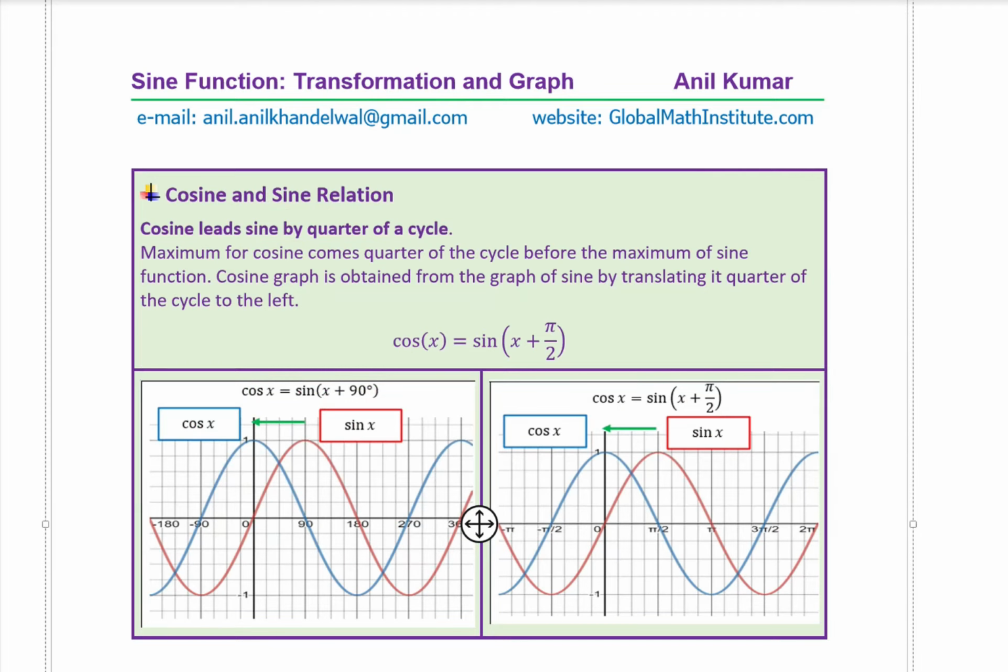Now, let us consider how are sine and cosine functions related. We basically call them sinusoidal functions.